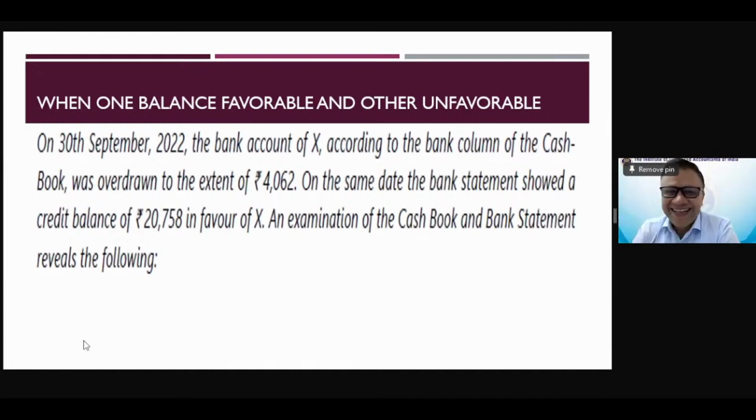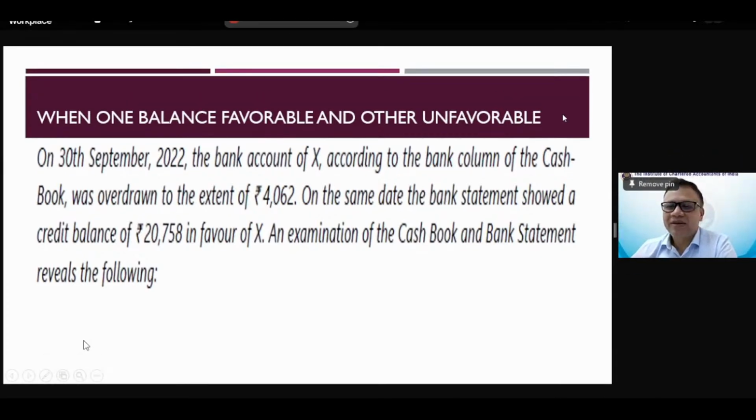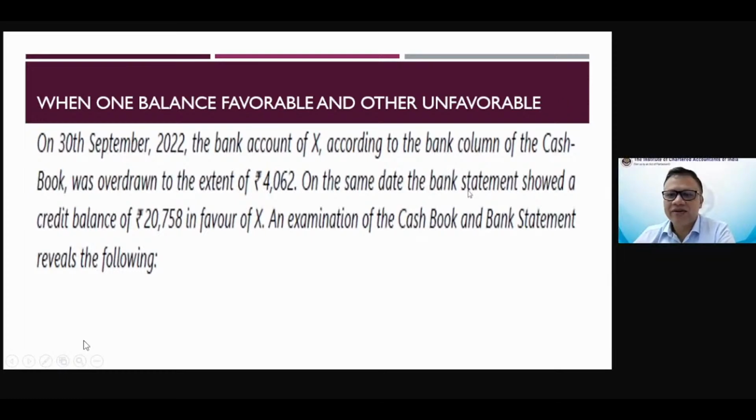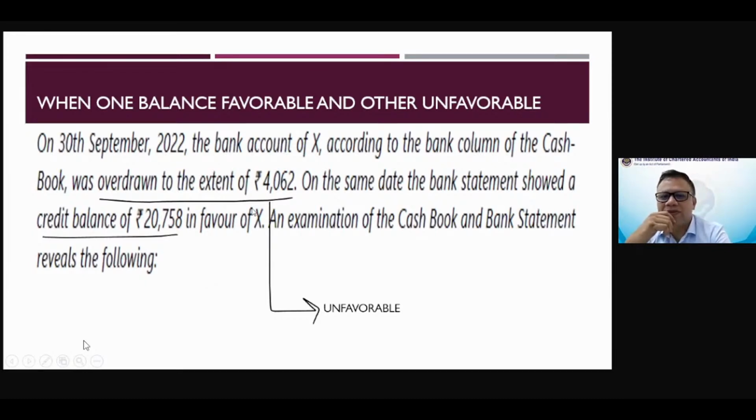So here what we see is one balance is favorable and another is unfavorable. On 30th September 2022, the bank account of X according to the bank column of X's cash book was overdrawn to the extent of 4062. Overdrawn means for the bank it is a debit balance, but for the cash book it is a credit balance. Now, the bank statement showed a credit balance.